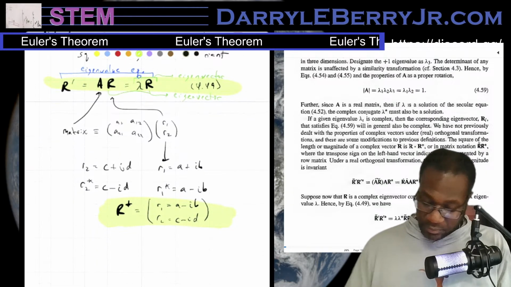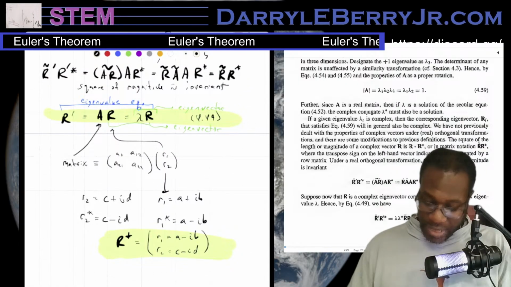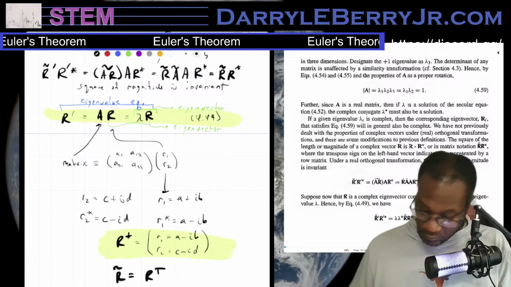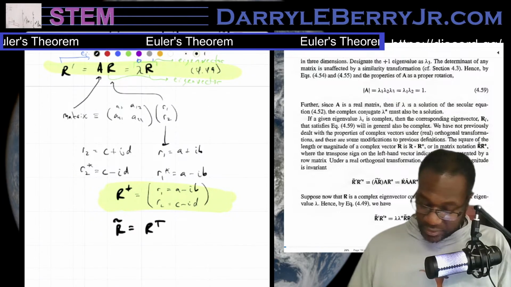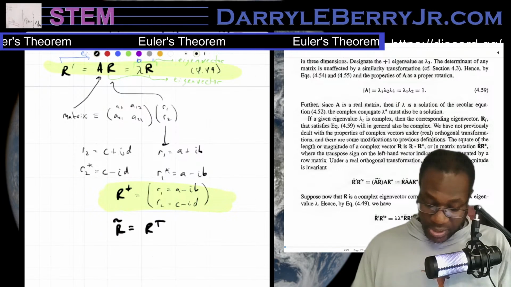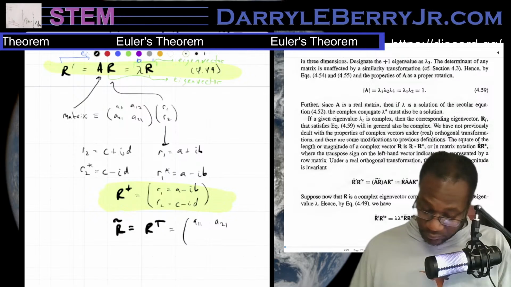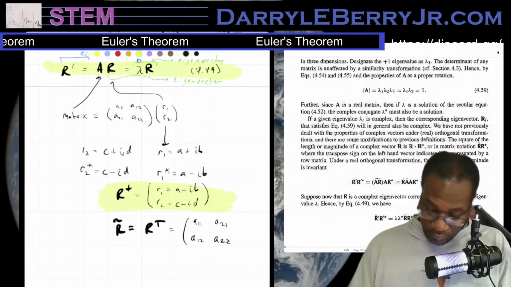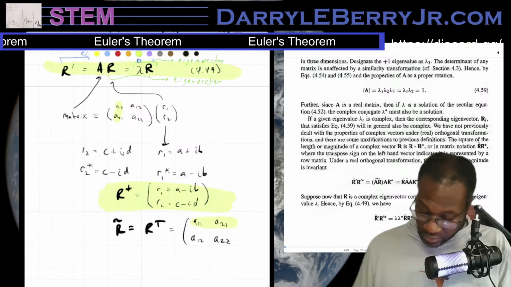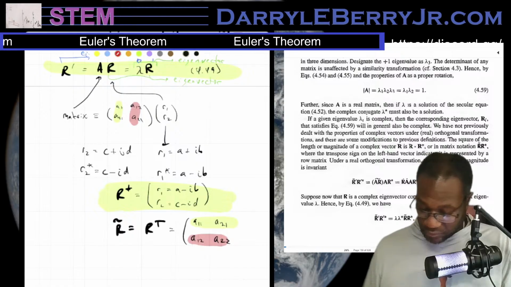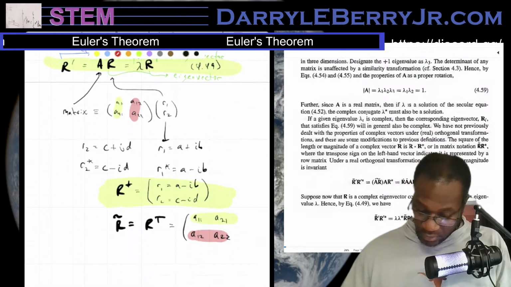So R-tilde, the swiggle on the top, is the transpose, which means I take all of the rows and make them columns, and I make all the columns rows. So this would be A11, A21, and A12, A22. You can see here I just turned it sideways, and that's taking the transpose of that matrix.